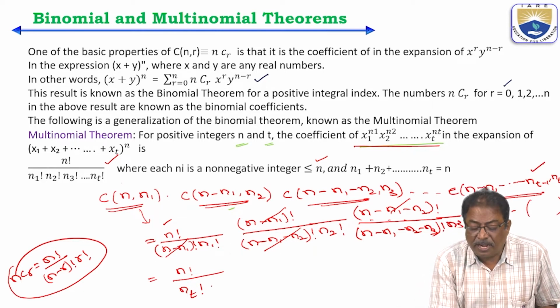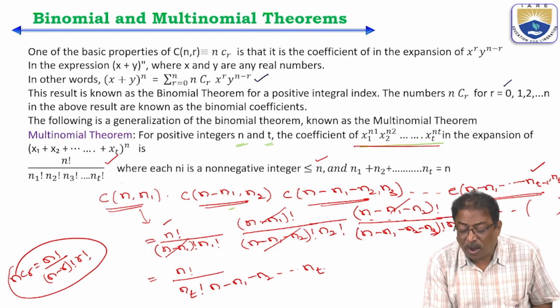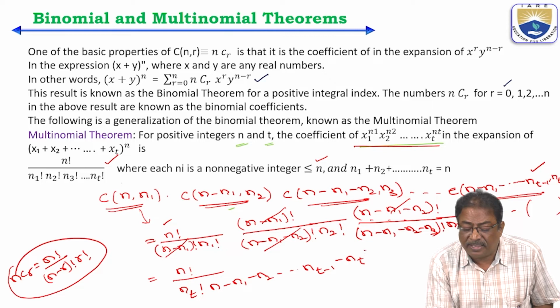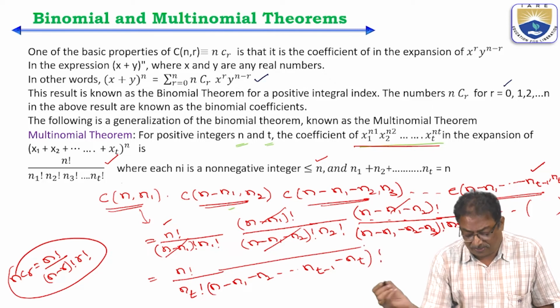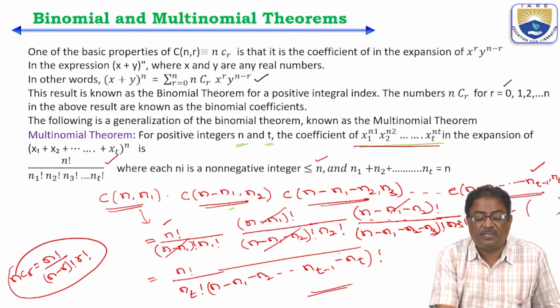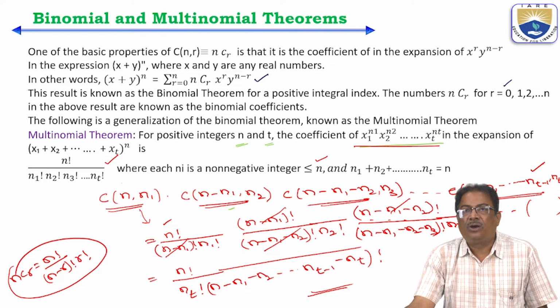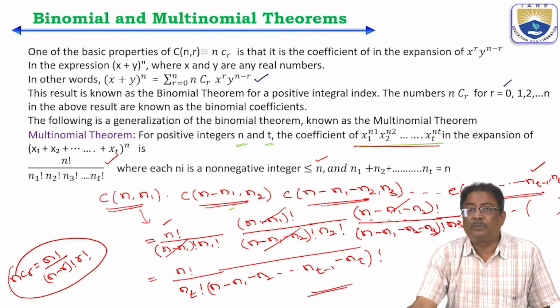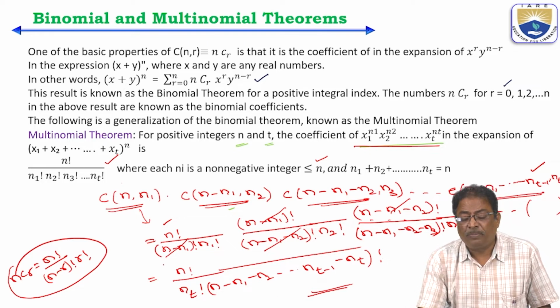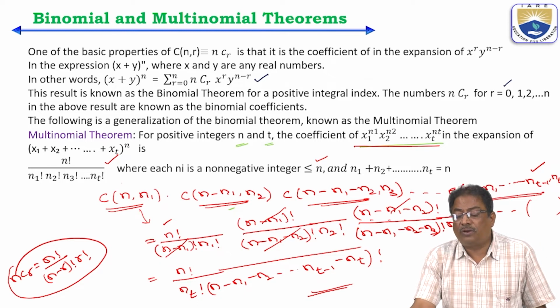And the next one is n minus n1 minus n2 minus and so on, nt minus 1 minus nt factorial. Nt factorial. So this is what we are going to get. So that means this is the coefficient of (x1 plus x2 plus and so on plus xt) whole to the power of n, if I am going to consider. This is the coefficient of x1 to the power of n1, x2 to the power of n2, and so on, xt to the power of nt.